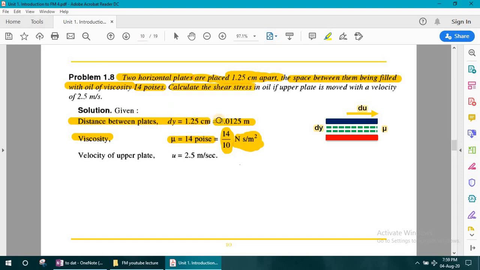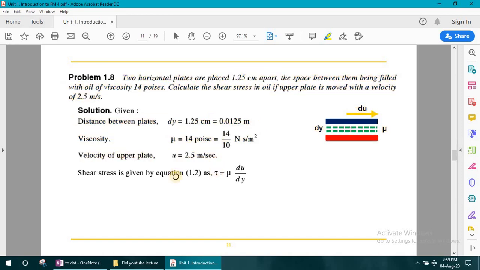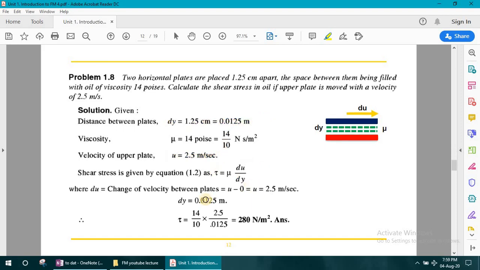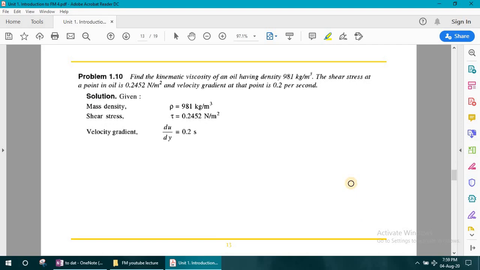We know the formula, tau is equal to mu into du by dy. So in oil, the lower plate is fixed, and the upper plate is moving with a velocity of 2.5 meter per second. So again the same formula, tau is equal to mu into du by dy. Now tau we have to calculate. You know the value of mu, you know the value of u, and you know the value of y. You can directly put the values here. If you substitute, you will get the answer 280, and shear stress is always in Newton per meter square. So this is the answer of the third question. Now we will go to problem number 4.